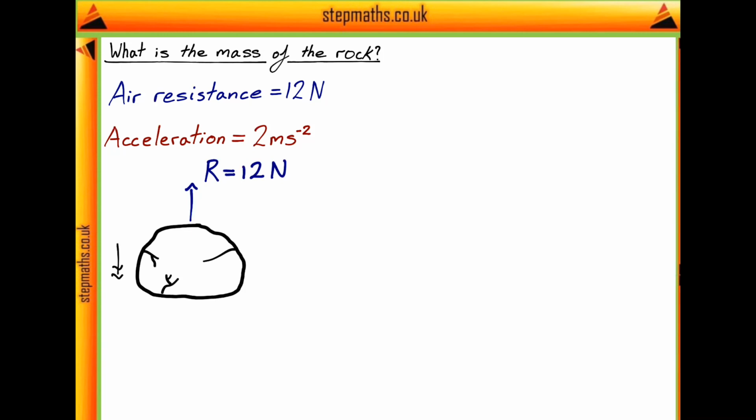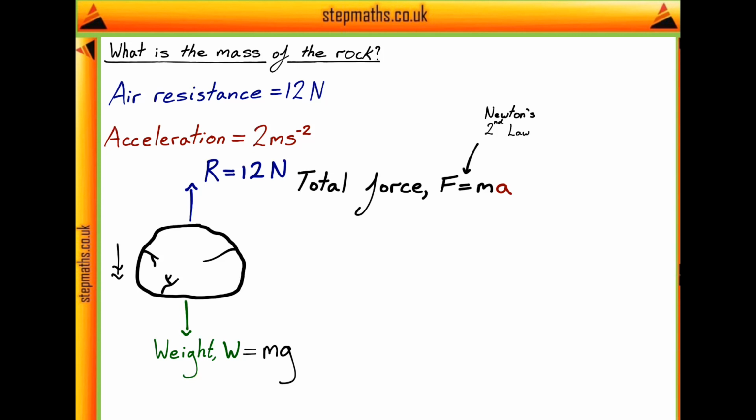So, straight away, we know there's an air resistance force in the upwards direction of 12 newtons, and we know that in the downwards direction, there is the weight of the rock, which is going to be equal to its mass multiplied by the acceleration due to gravity. Now, we know that by Newton's second law, the total force on the rock is going to be equal to its mass multiplied by its acceleration in the downwards direction, our 2 meters per second squared.